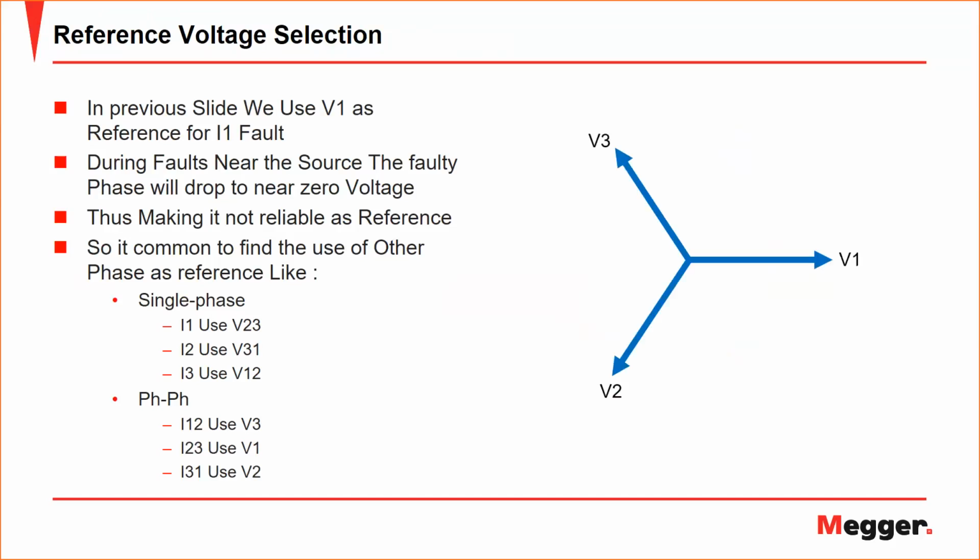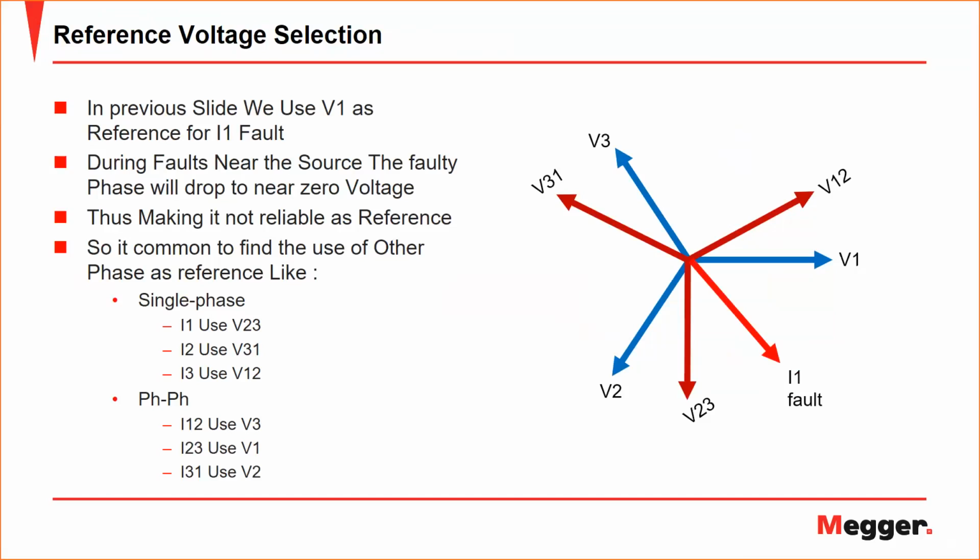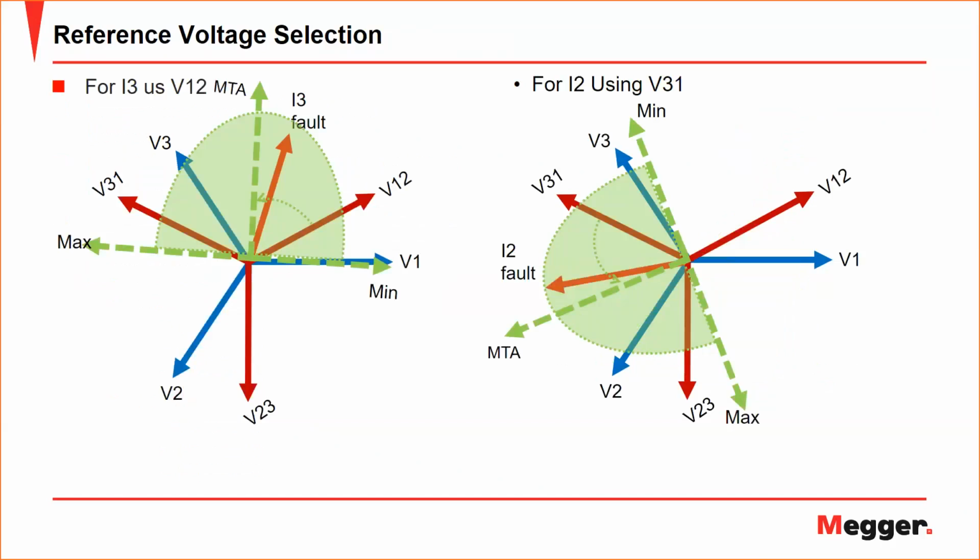So if I have my system like this for phase to neutrals, and for phase to phase it will be something like this. Let's say I want to create an angle for an I1 fault. I will choose an MTA or characteristic angle near that value using my reference as V2, V3, and then select a blinder angle. Anything inside this green area will be considered forward current, and anything not in it will be considered reverse. You have only forward or reverse. Respectively, the areas for I2 and I3 will be something like this, just shifted 120 degrees.